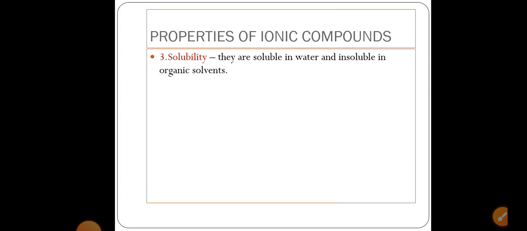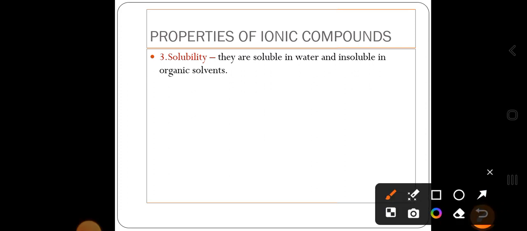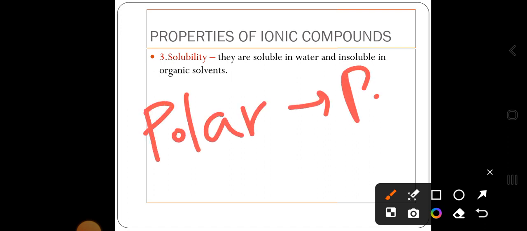Now let's go ahead with the third property, that is solubility. They are soluble in water and insoluble in organic solvents. As we all know, the nature of solubility is that polar dissolves in polar. Because there is a difference in electronegativity, sodium and chlorine are different types of elements. Sodium is a metal and chlorine is a non-metal, and they have a huge difference in attractive forces. So we call that a polar molecule.